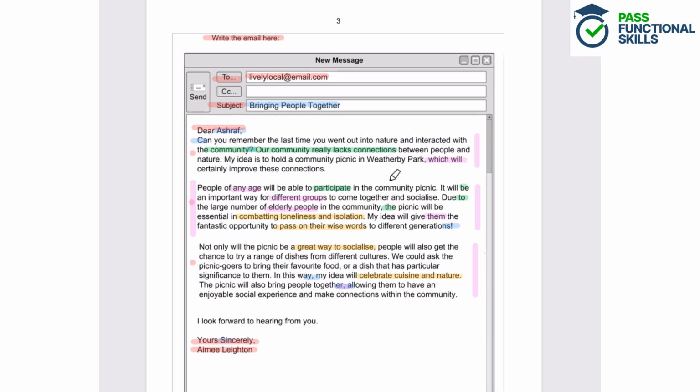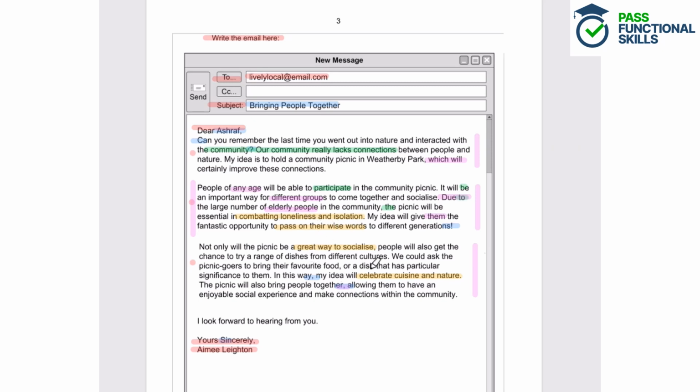We've also got due to. Now this connective phrase is used to provide an explanation. So there's a large number of elderly people in the community, and this means that the picnic will combat loneliness and isolation in this group.